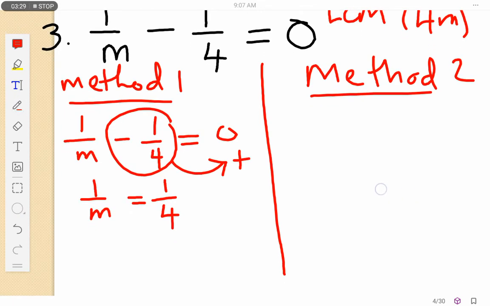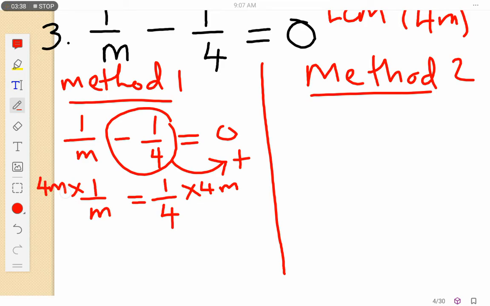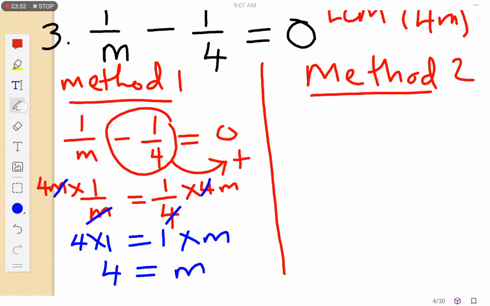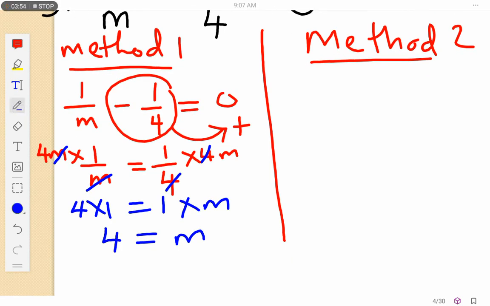So I can multiply both sides by 4m. Now dividing, I can divide this side and remain with 4 times 1, is equal to, this one cancels off with this one and I'll have 1 times m. So at the end of the day, my m is equal to 4, and I can simply write m is equal to 4. So that's how we can do it as method number 1.